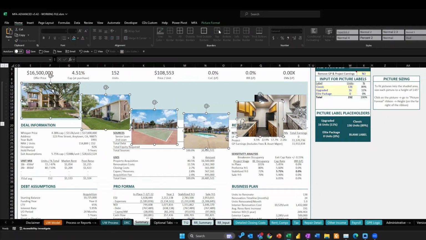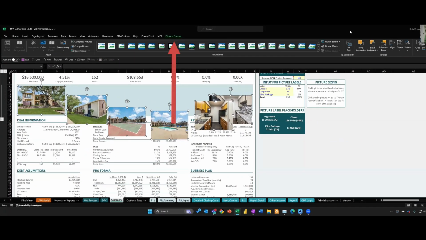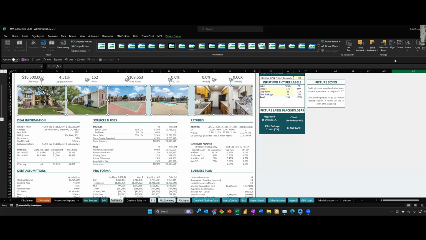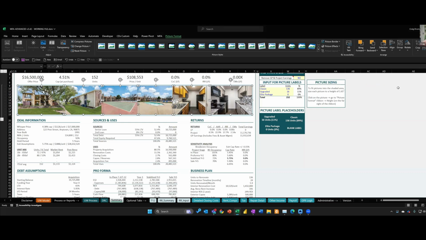And then there are some really nice features for getting these aligned. I'll go into the picture format tab above, and then I'll align the pictures to the top. And then again, I will align the pictures and distribute horizontally, so it makes them all equal space. You can see there's some overlap, and that's fine. I don't think that's a problem.